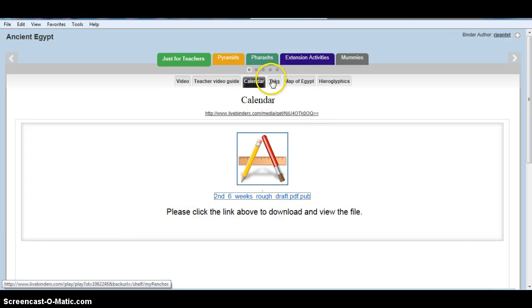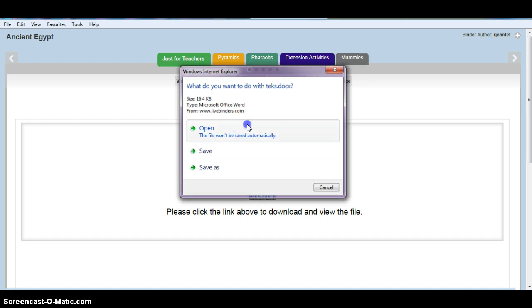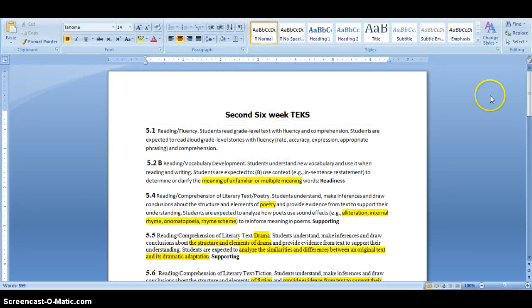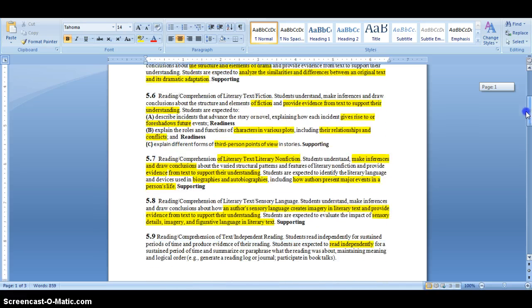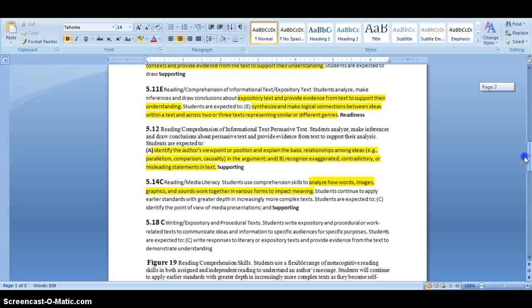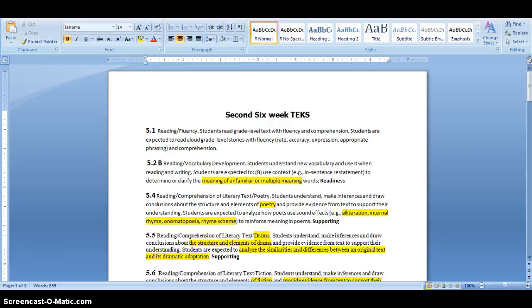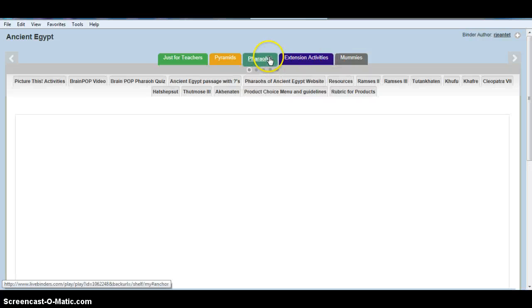In addition to that, the TEKS are also listed here that it covers, mainly for language arts, and certain parts of it are highlighted. Not every single TEK will go into the part of the unit that I'm talking about today. There are other components to this unit, but we're going to stick with the research component, which is on pharaohs.